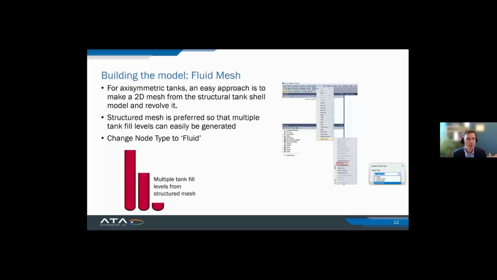Step one, we have to build the mesh. You can build your mesh however you want. Ideally, if you have an axisymmetric tank, what I typically do is I go in the cross section, trace the structural mesh, and then I do a 2D mesh and do a revolve operation to get a nice structured mesh from it. You can use tetrahedral mesh elements if you want to.